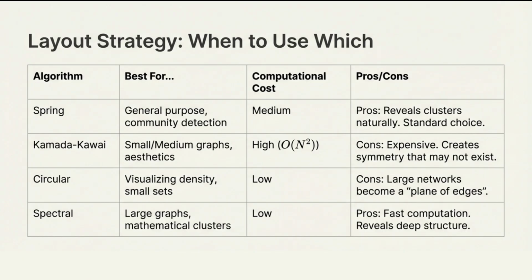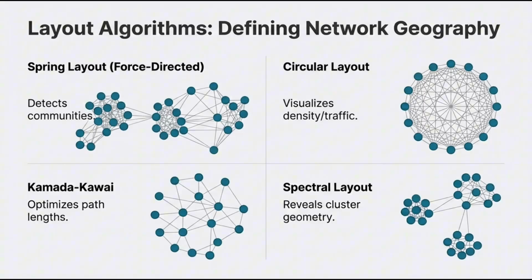Kamada-Kawai can look very clean for small or medium graphs, but it is computationally expensive, with a cost that grows roughly on the order of n squared. Circular layout has low computational cost and is useful when we want to emphasize density or compare a small set of nodes, but it can become a plane of edges for larger networks, meaning the visualization gets cluttered fast. Spectral layout is computationally lighter, and especially helpful for large graphs or when we care about mathematically meaningful clusters. So this slide helps us think like analysts. We do not just ask what looks nice, we ask what is computationally feasible and what reveals the structure most clearly.